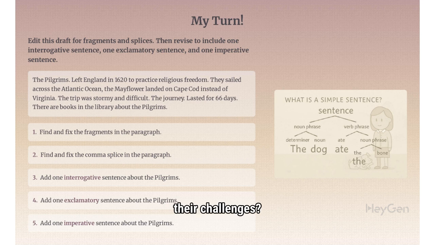Are you aware of their challenges? What a remarkable journey. Explore the library for more on the Pilgrims.